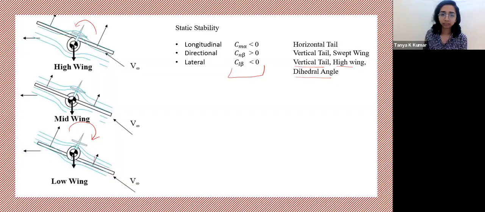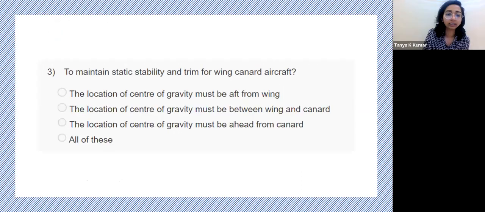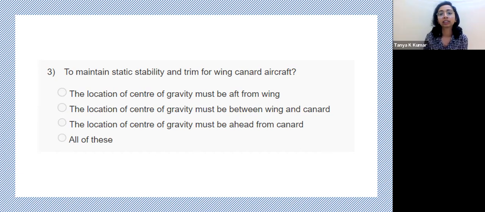Okay. So you're done with this slide, right? Archit? Yes, ma'am, I'm done, ma'am. We'll move ahead. To maintain static stability and trim for wing canard aircraft. So what is a canard? It is a tail, but it is connected ahead of the wing. Exactly. Okay. So for a wing canard configuration, to maintain static stability and trim.